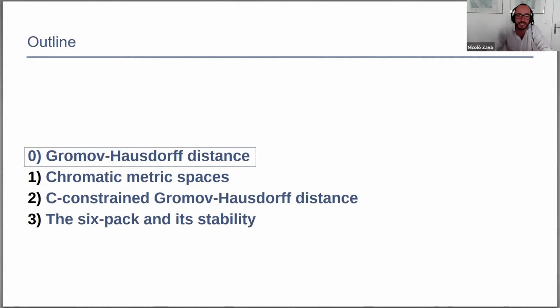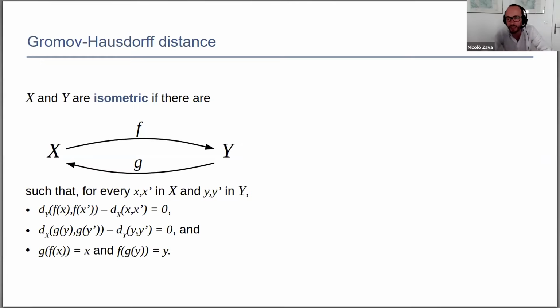So let's recall what the standard setting is. Let's start with the definition of isometries, which I guess most of you are familiar with. X and Y are isometric if you have maps in both directions, from X to Y and from Y to X, such that they preserve the distances. The distance in the image is equal to the distance of the original points, both for f and for g, and their compositions coincide with the identity.